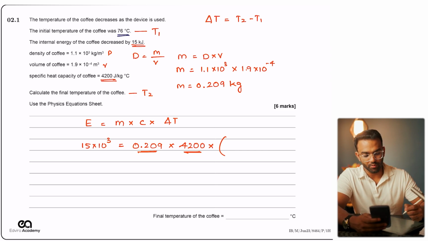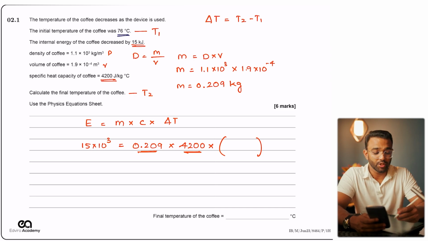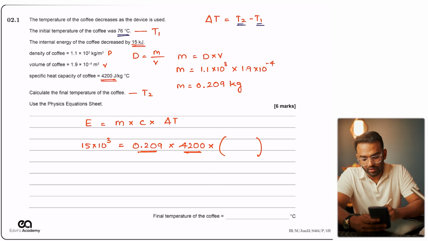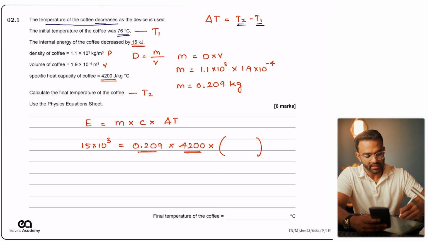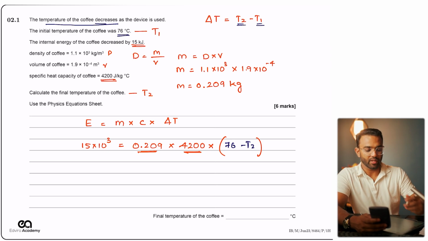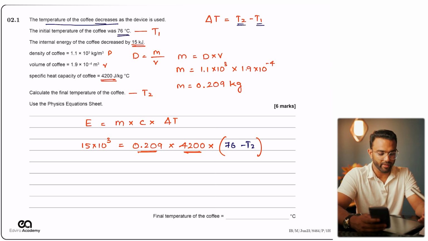So in this case, we need to be careful. You see the change in temperature. It's usually T2 minus T1. But in this case, you can see the coffee is decreasing. The temperature of the coffee decreases, right? So we want to make sure it is losing the temperature. So therefore, we could write over here 76 minus T2, all right? Because 76 was the initial temperature, and from that, we're losing some energy, correct?